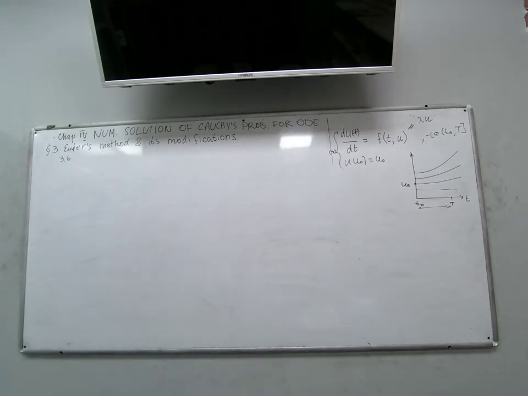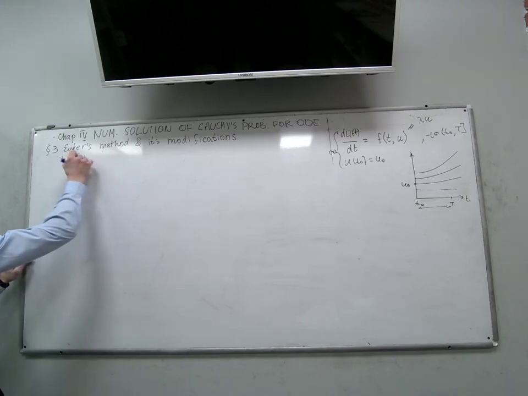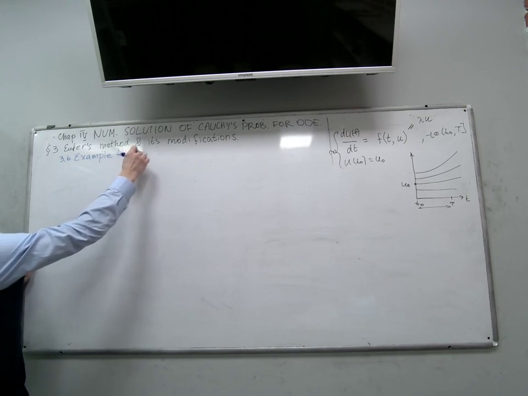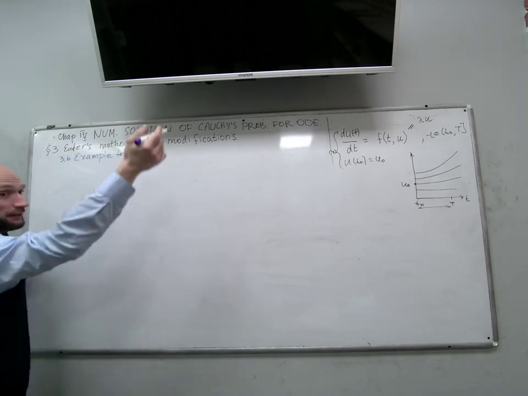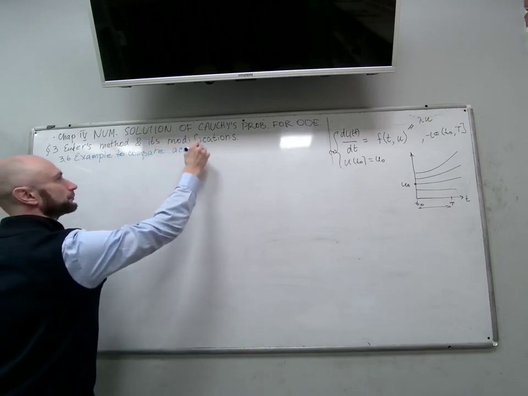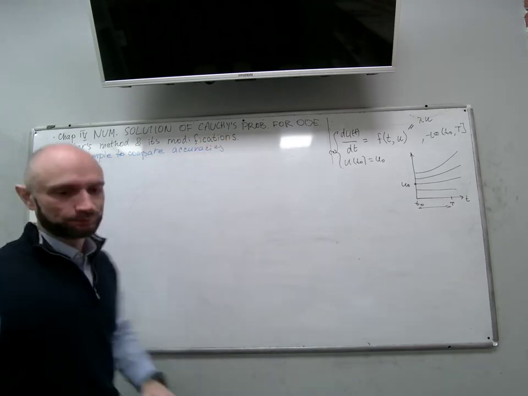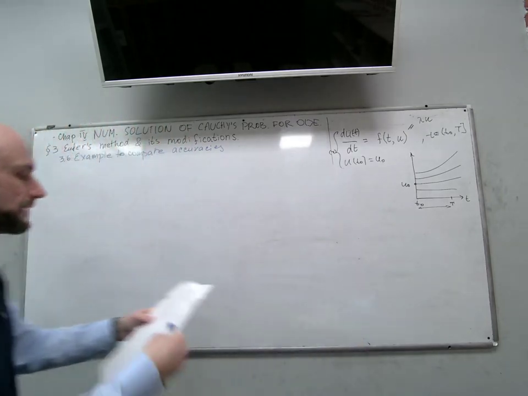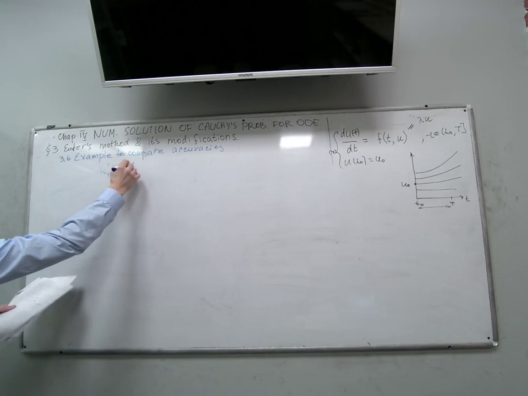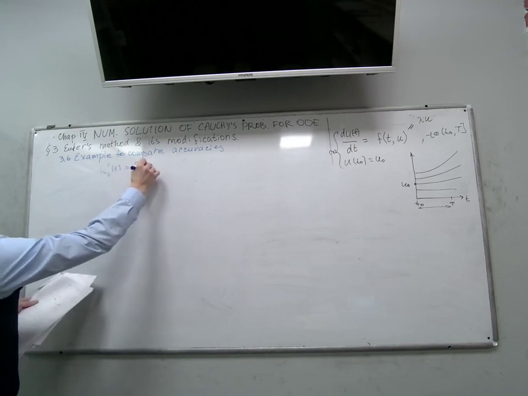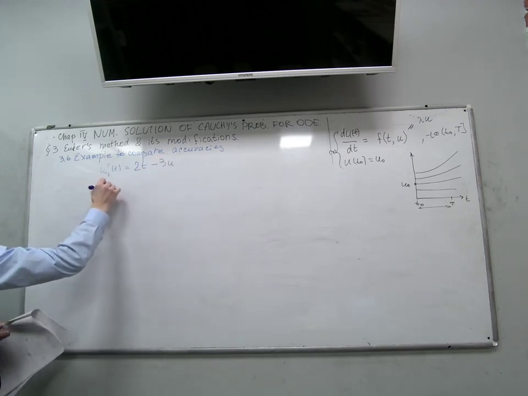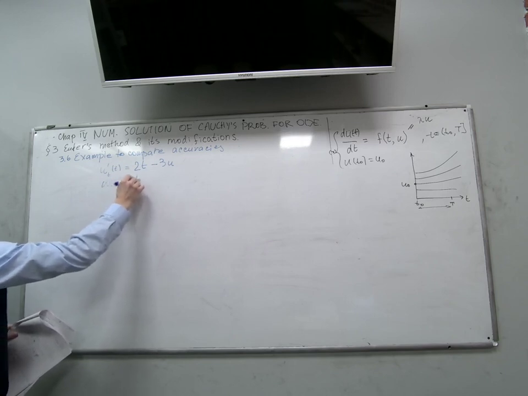So, an example, to compare accuracies by naked eye. Let's take this problem: du/dt is equal to 2t minus 3u, with an initial condition of this form.